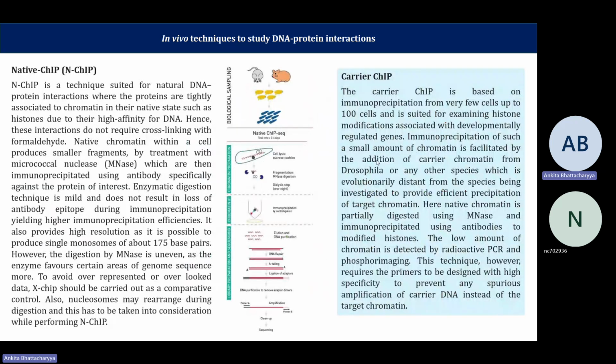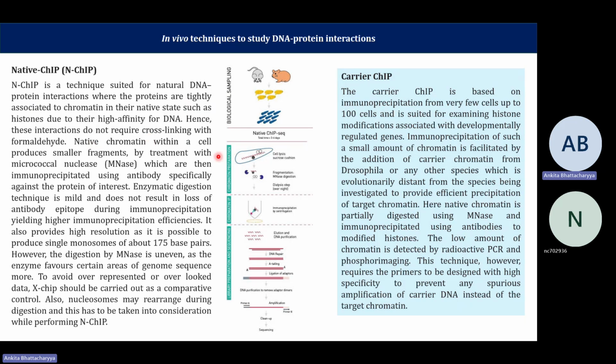The second one is native ChIP or N-ChIP, as it is sometimes called. It is a technique for natural DNA-protein interactions where proteins are tightly associated to chromatin in their native state, such as histones. Like I already mentioned, histones have a default high affinity for DNA and do not require additional stabilization using cross-linking reagents like formaldehyde.